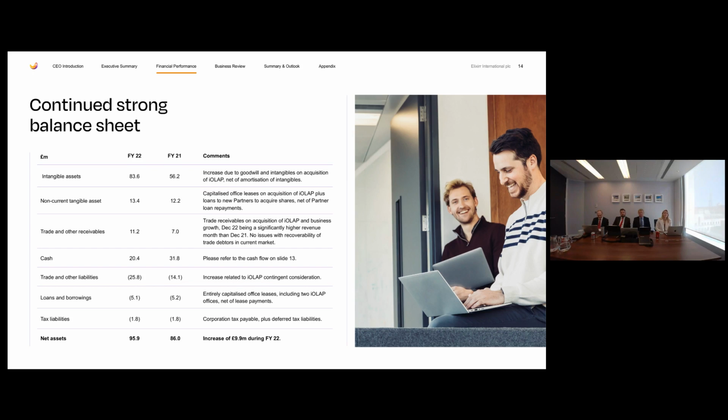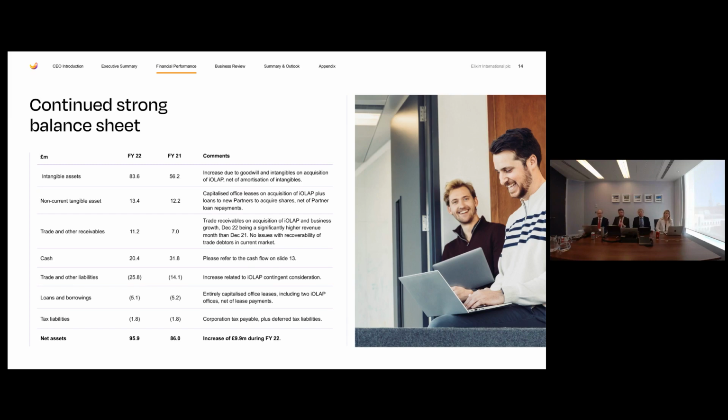We've covered cash on the previous slide, and trade and other liabilities increased by £11.7 million. This is the accrual of ILAP's deferred consideration, where we accrued the maximum on acquisition because we expected strong performance from that business. In fact, we saw that in FY22, where they achieved their earnout.